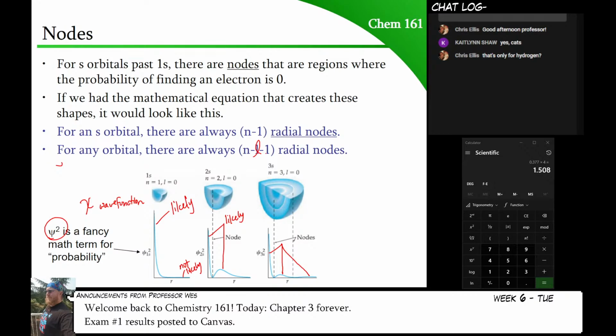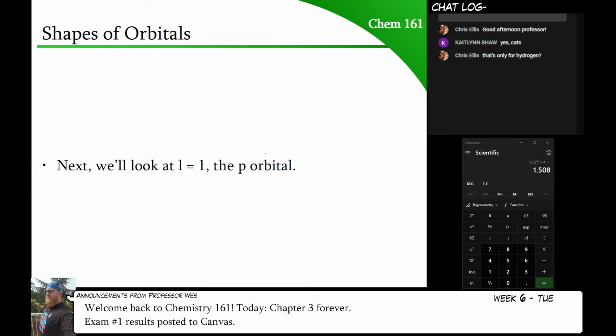I think we're doing the p orbital next. Yeah, here we go. Okay. So remember, there are always n minus 1 nodes. And for L equals 1, we must be at least n equals 2. So the first orbital that we would get for p would be the 2p orbital.